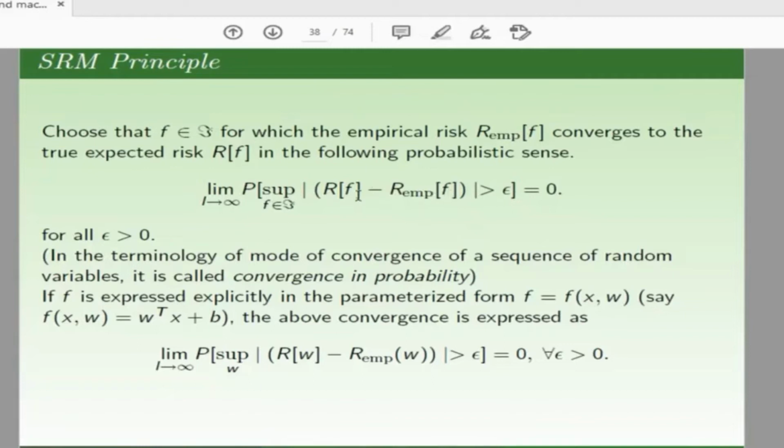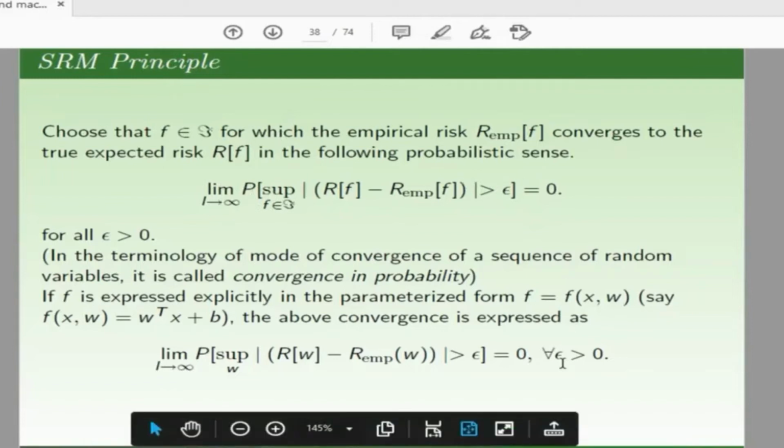So what Vapnik did here was that, rather than finding this probability, he tried to find an upper bound of it, and that upper bound he tried to minimize. Vapnik's contribution was that he understood the meaning of the SRM principle, but realized that this quantity cannot be computed. Therefore he tried to find an upper bound on this probability, and then suggested that you choose that f in this family by minimizing that upper bound over the entire family.